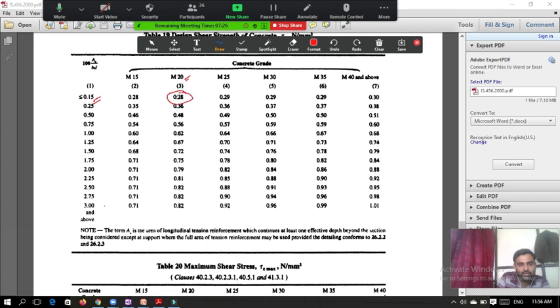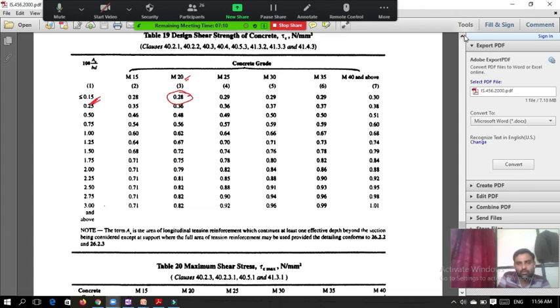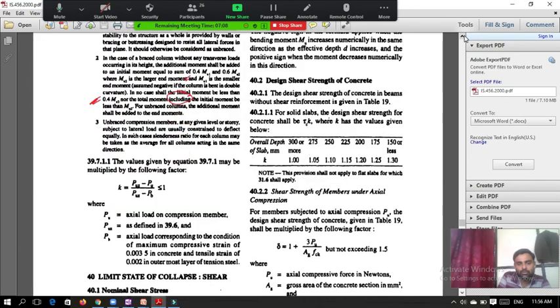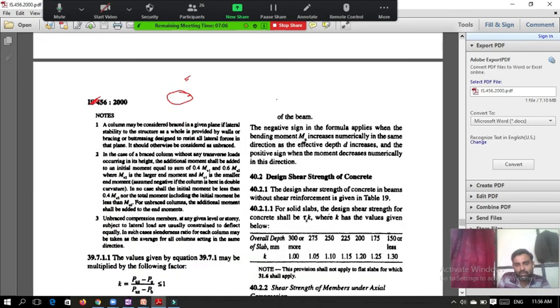So the value is 0.28. This value you have to consider, because you are getting it directly for 0.15. There is no need to do the interpolation. Once you get this value 0.28, you have to multiply this value by K. If the depth is less than 150, then it is 1.3. But in our case, what is the overall depth? It is more than 150, between 150 and 175. So we need to calculate the value of K.